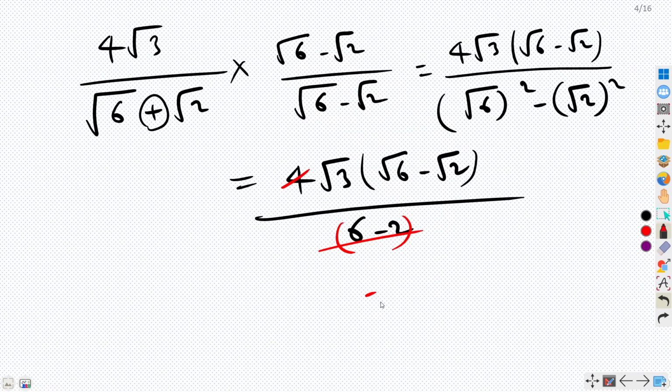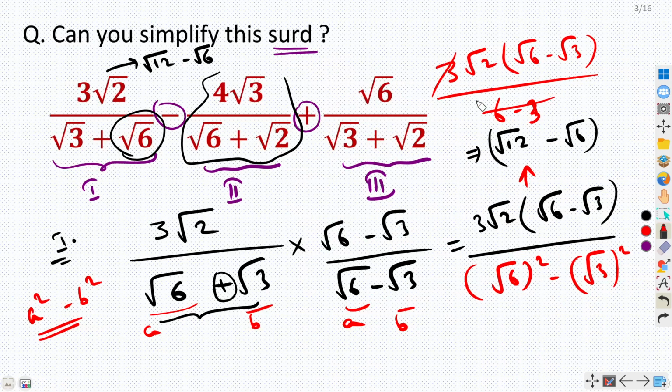So from here, I will multiply: root 3 into root 6 is root 18, root 3 into root 2 is root 6. So root 18 minus root 6. And the first one was root 12 minus root 6. So the second is root 18 minus root 6.